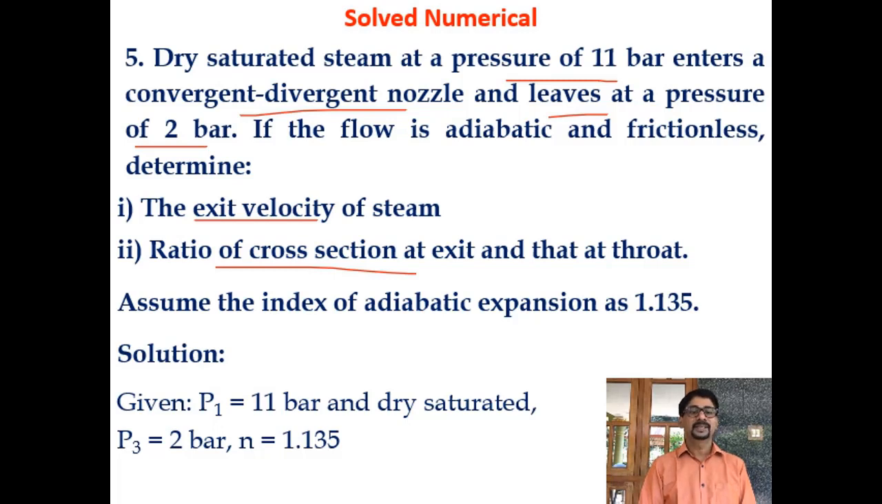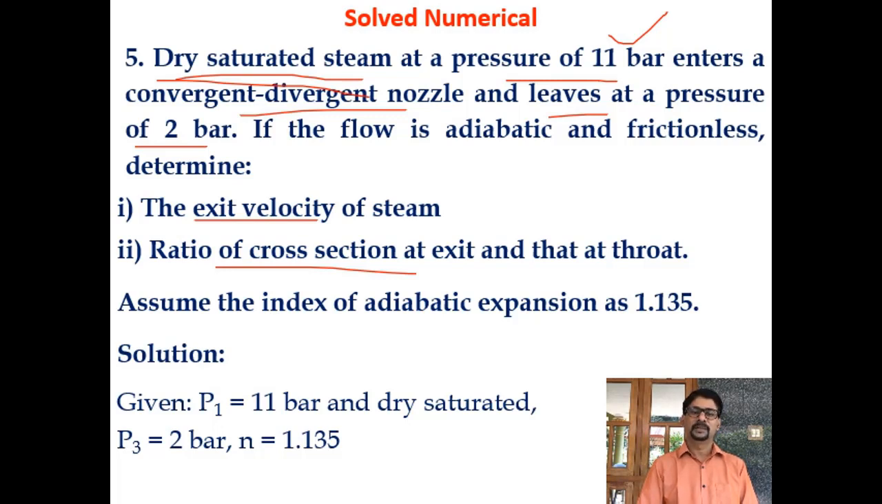Okay, dry saturated steam. It looks very simple, but you have to notice this word dry saturated steam, because here only pressure is given, no temperature is given. So don't get confused, because the word dry saturated steam indicates that it is dry saturated steam at pressure 11 bar. It enters a convergent divergent nozzle and leaves at a pressure of 2 bar. So exit pressure is 2 bar.